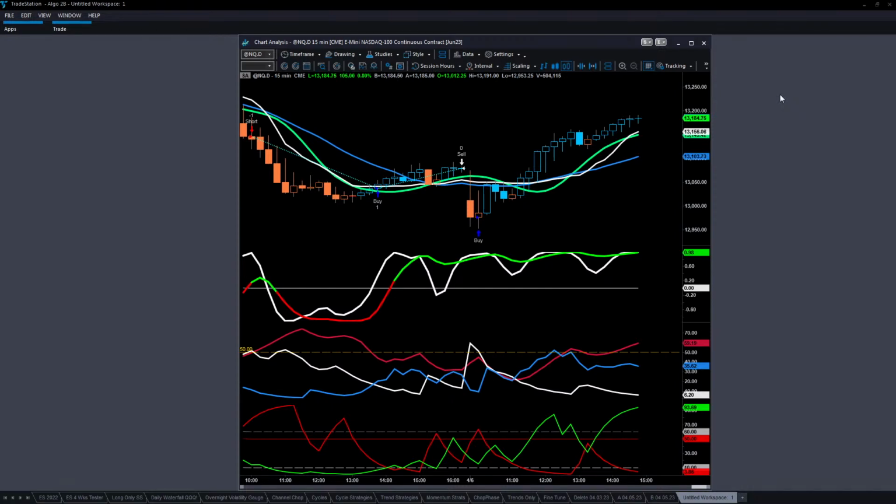$13,190. Interesting. That's way, way up there. I've had this trade on forever, and it took me some time to fix the.